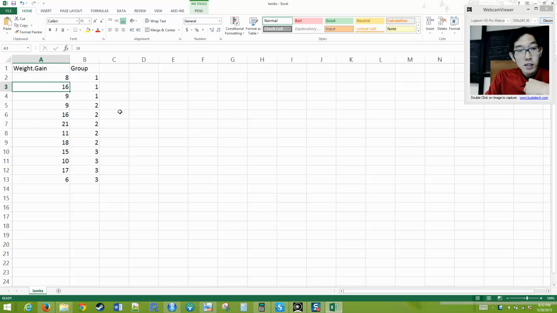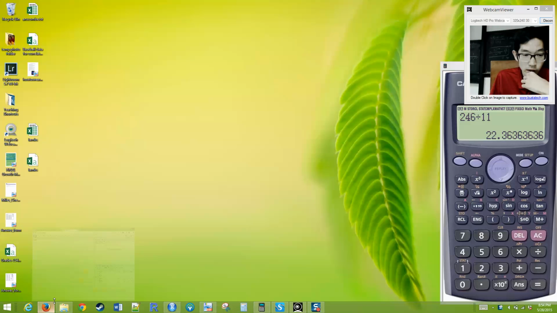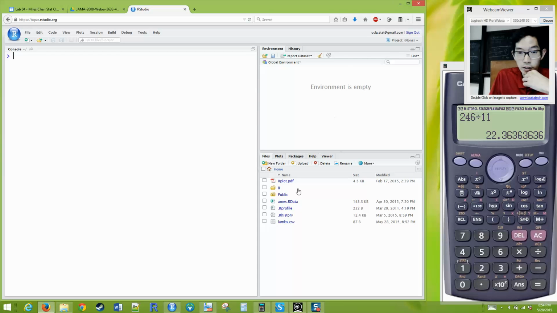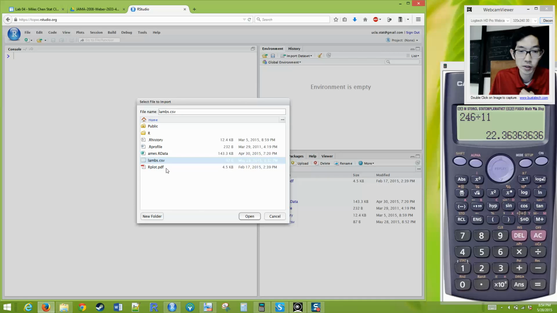I'm not putting in summary statistics or anything like that. I'm putting in the raw data here. So I'm going to import this into R. It's a CSV file. I'm going to do import dataset, and import my lambs.csv, and it asks, does this look right? Yes, it does. Weight gain, group, sure. That looks correct.